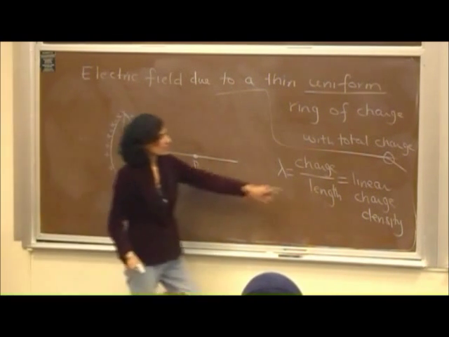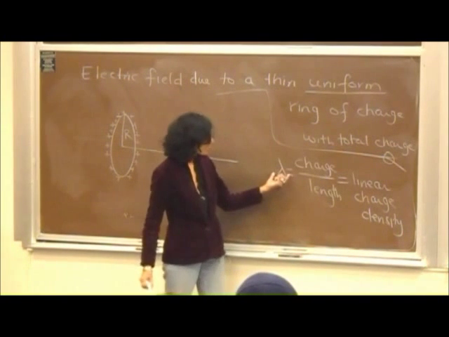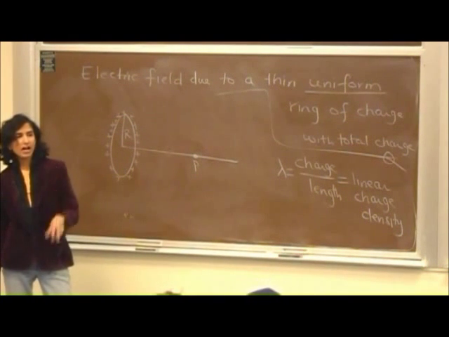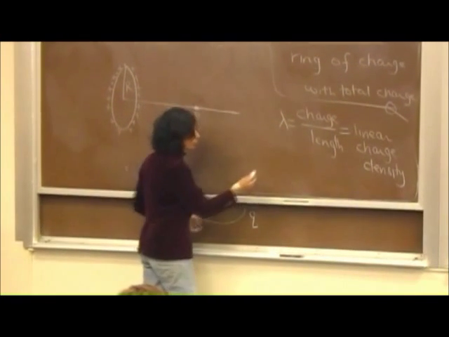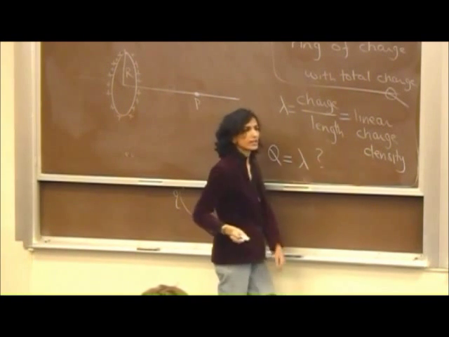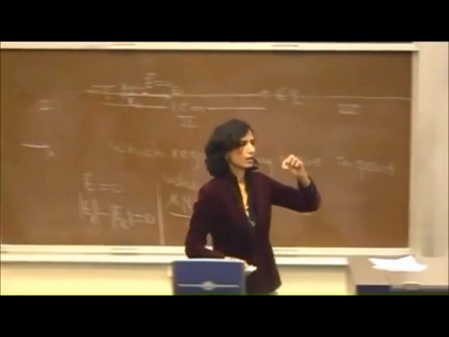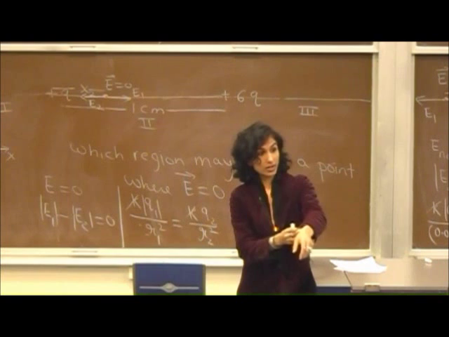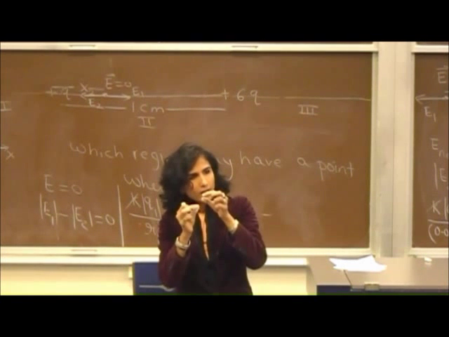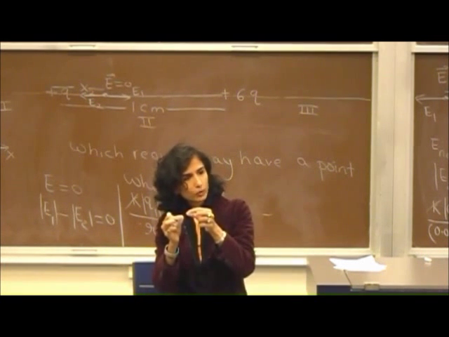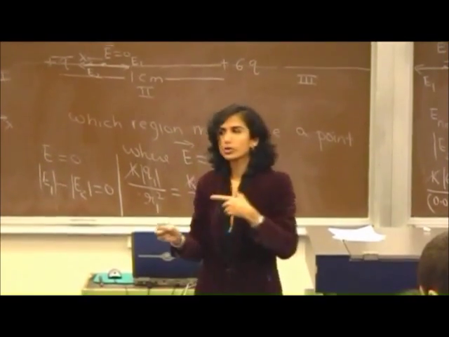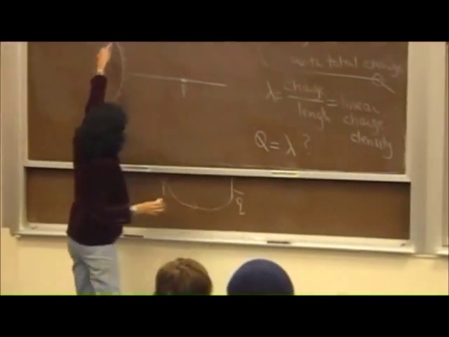So if I told you that the total charge on this ring is q, and charge per unit length is lambda, can you tell me the relationship between the two things? Everybody should take half a minute to talk to a person next to them, and tell me, if the total charge is q, charge per unit length is lambda, how should the two things be related? Lambda is how much charge there is on one unit length of the ring, right? Now, q is the total charge everywhere. So how should the two things be related if the radius of this thing is r?